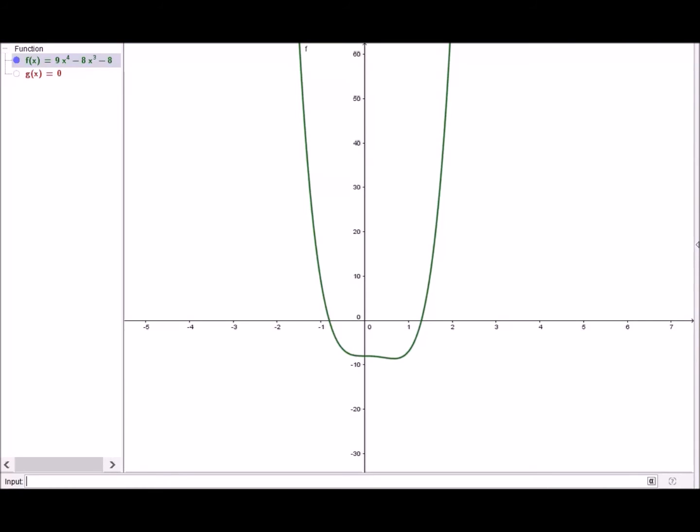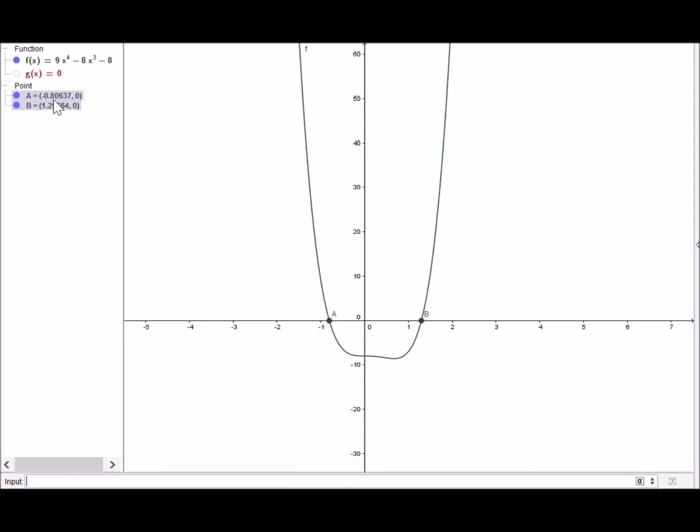So using GeoGebra, I have graphed the function f of x equals 9x^4 minus 8x cubed minus 8. And I want to use GeoGebra to find the roots of that function so that I can solve f of x equals 0. There is a Root command that I can use. You just type Root with a capital R, square brackets, and in the square brackets you put simply f, your function, and type enter, and GeoGebra is really good.